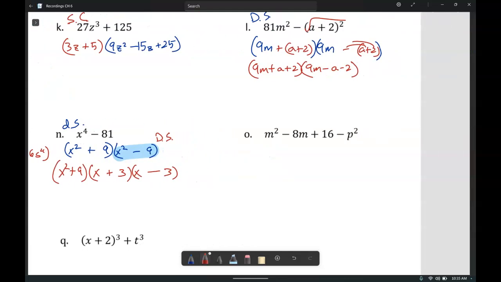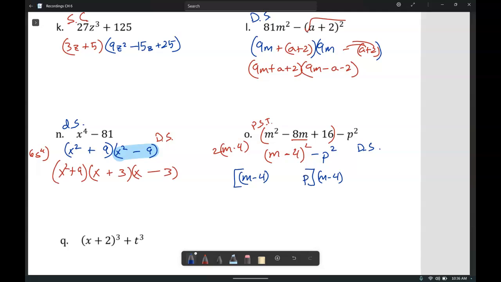We have four terms, which means we need to resort to factor by grouping. If we look really closely at the pattern, we see within the first three terms, we have a perfect square trinomial. The square root of the first term times the square root of the second term times 2 gives us our middle term. So it factors to m minus 4 squared. Bring down the p squared. Now we have a difference of squares. The square root of the first term, the square root of the second term, one plus, one minus, and then we just simplify it.